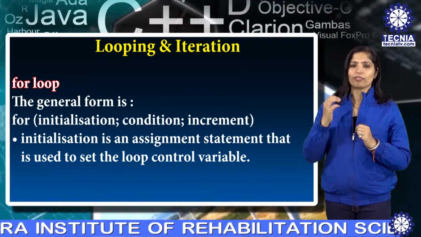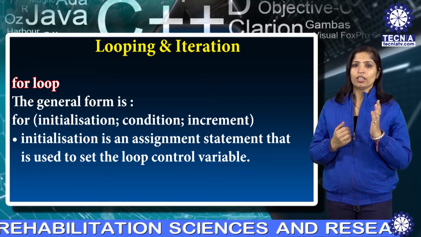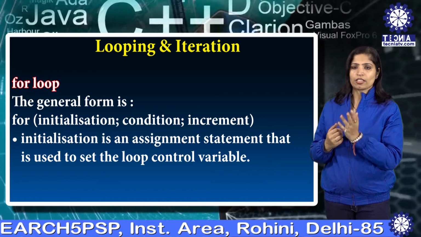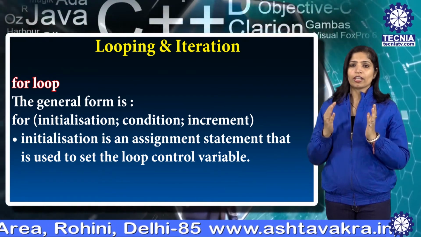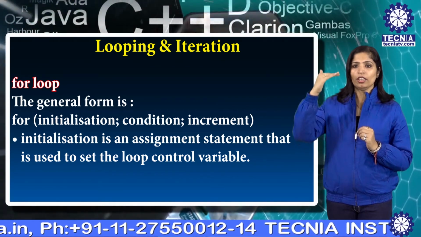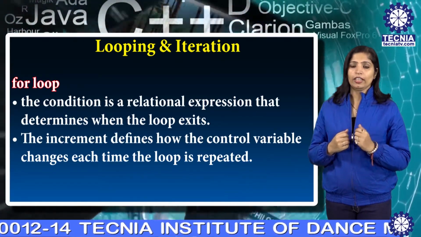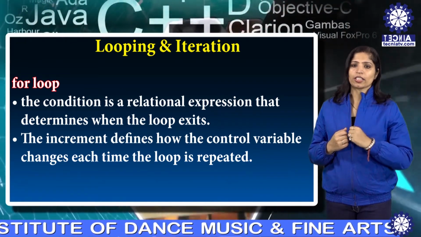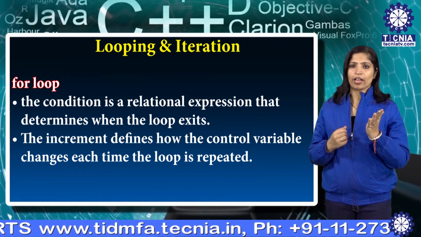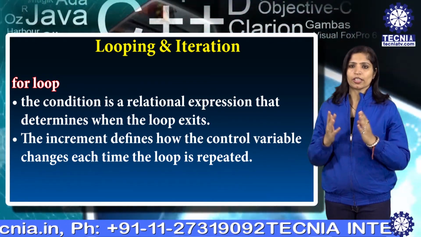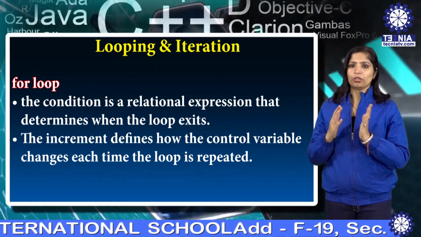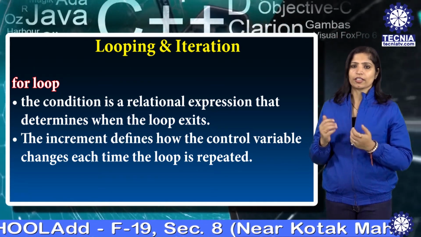The general form of a for loop is for, with the braces, initialization, semicolon, condition, semicolon, increment, where the initialization is an assignment statement that is used to set the loop control variable, and the condition is a relational expression that determines when the loop exits, and the increment defines how the control variable changes each time the loop is repeated. The for loop continues to execute as long as the condition is true.